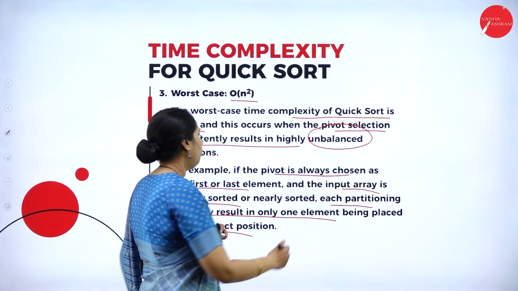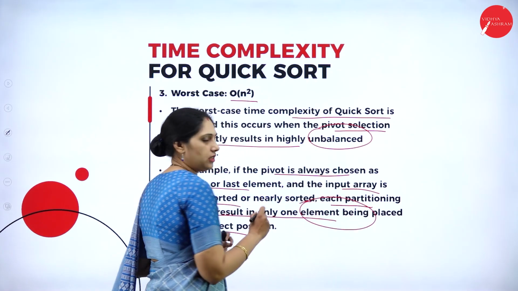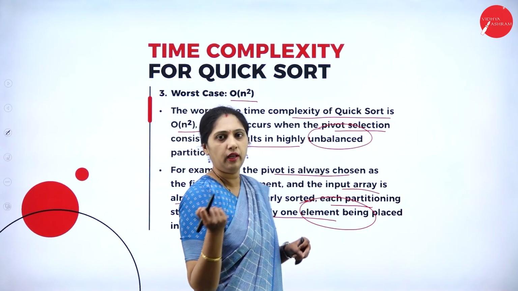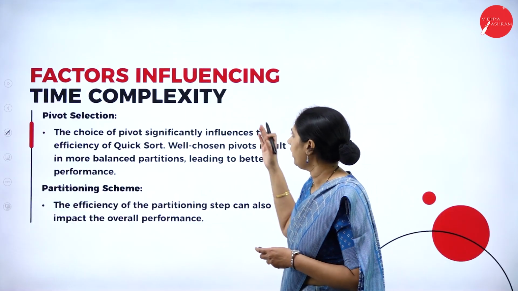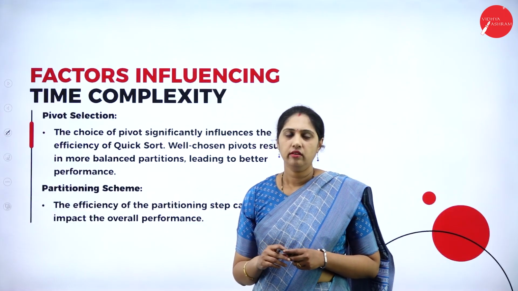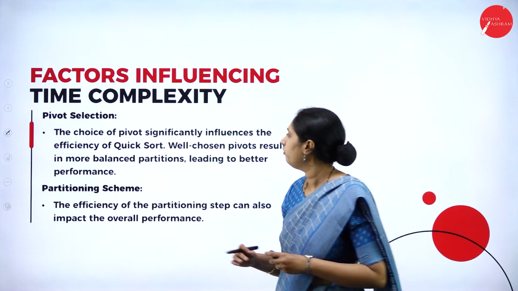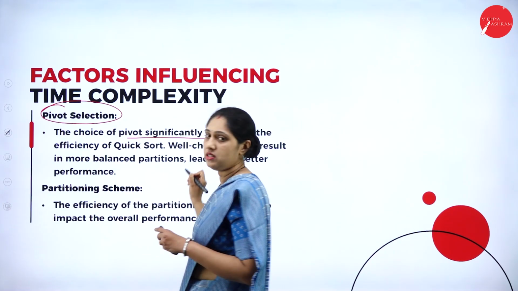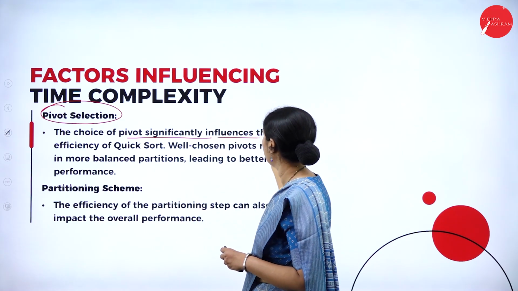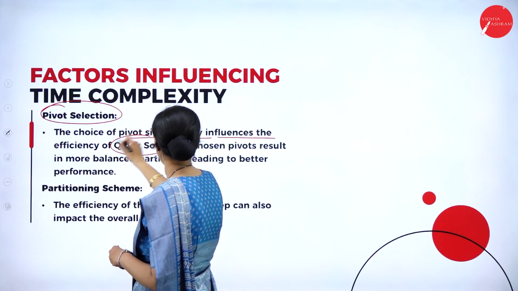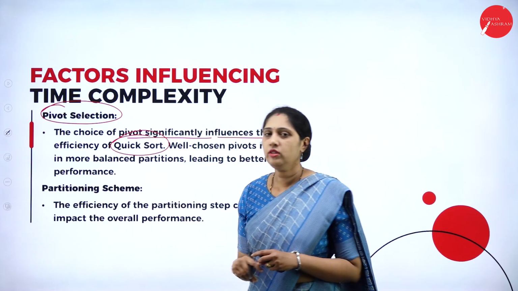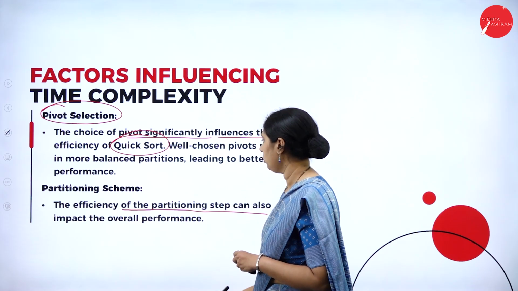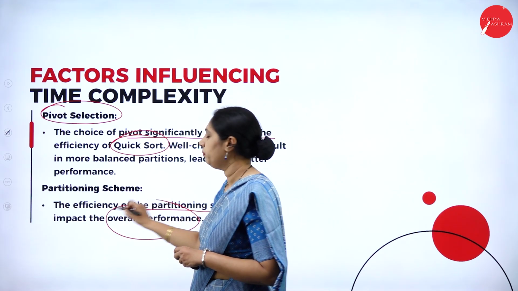We say only one element is placed in the correct or appropriate position. So, the factors that influence the time complexity. Even though quicksort is quick, we say it depends on pivot selection. The choice of the pivot significantly influences the efficiency of quicksort. How the partition is done, the efficiency of the partitioning step, can also impact the overall performance.